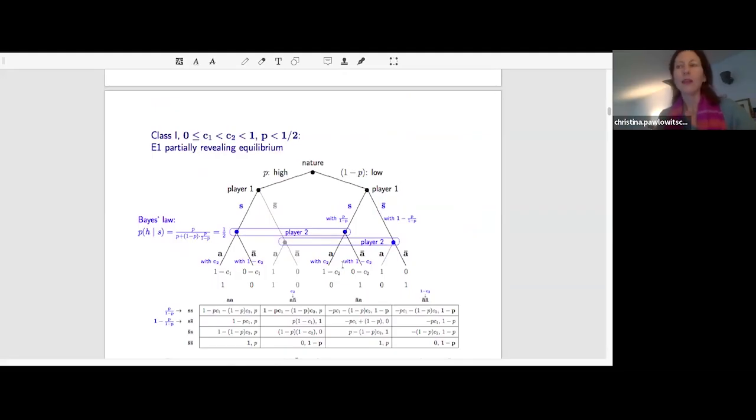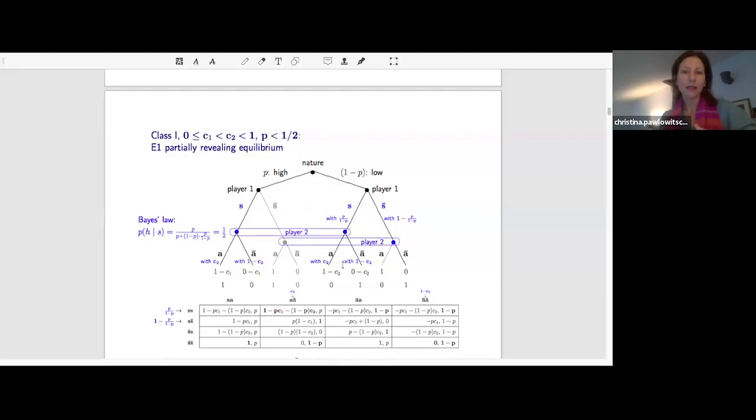interesting equilibrium, which is a partially revealing equilibrium. And this equilibrium has the property that the high type of player one always produces the signal, and the low type produces the signal with a certain probability. And player two, when she observes the signal, will accept with a certain probability. So how are these probabilities defined?